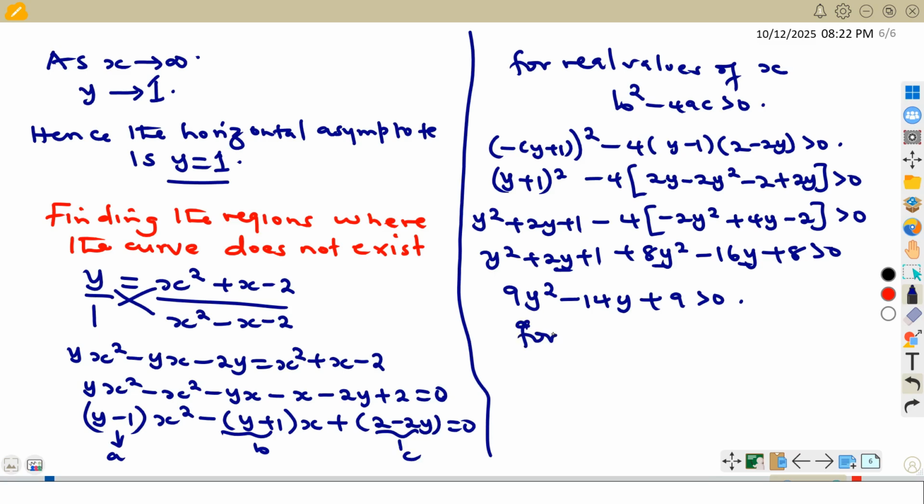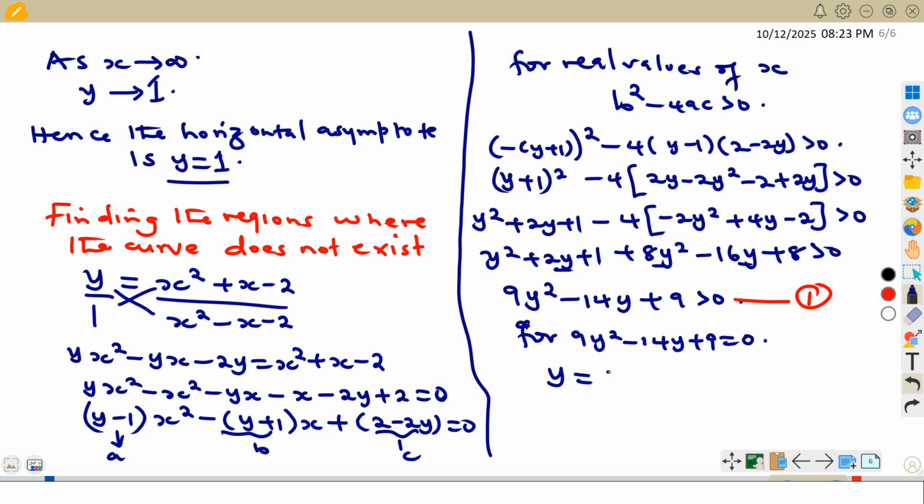So let us first consider 9y squared minus 14y plus 9 equal to 0. We first solve this to get the values of y, and that will help us now to determine the regions which satisfy this given expression. We can call this equation number 1, and we shall refer to it after getting the values of y. So we need the values of y.